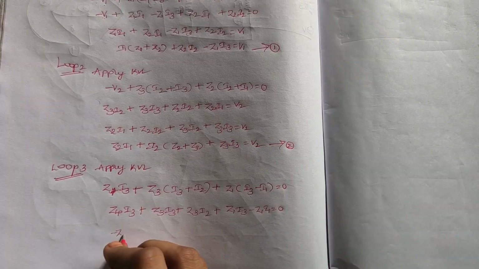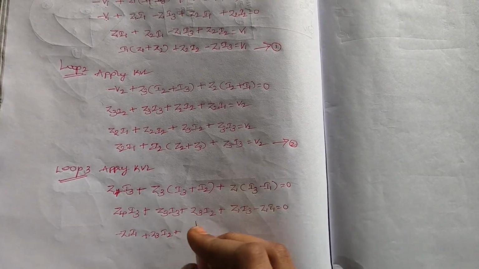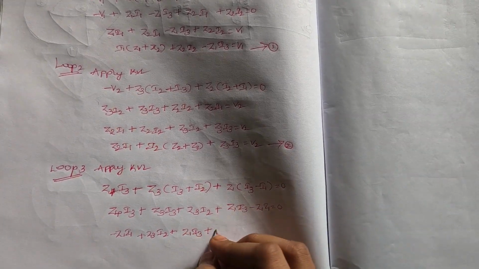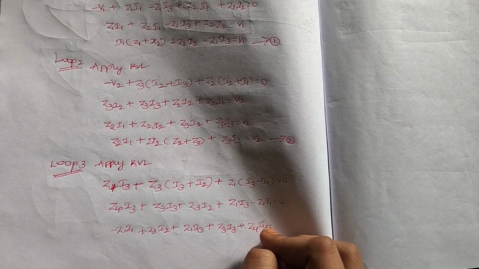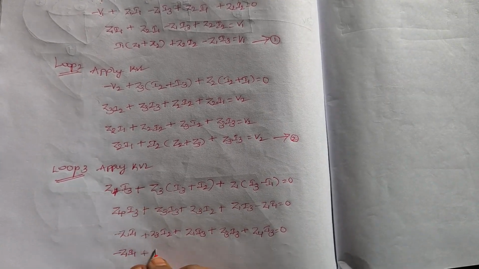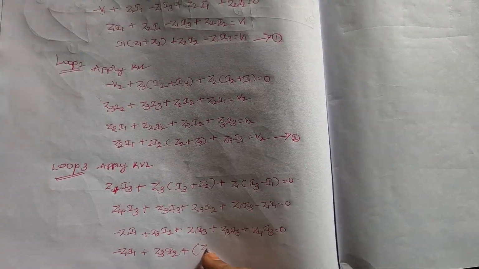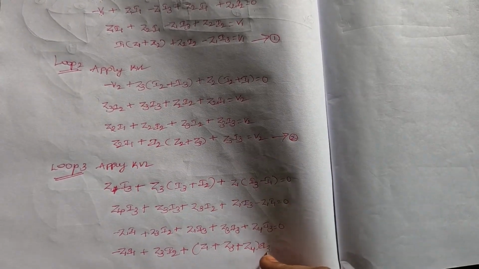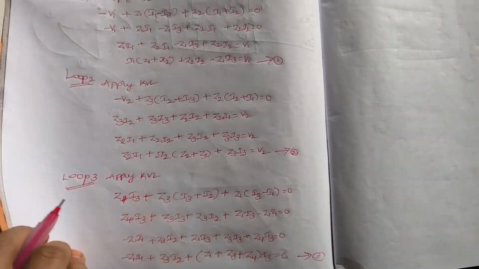First we have to write I1 Z1 into I1, next I2 Z3 into I2, next Z3 I3. So Z1 into I3 plus Z3 into I3 plus Z4 into I3 equals 0. Minus Z1 into I1 plus Z3 into I2 plus, when we take I3 common, Z1 plus Z3 plus Z4 into I3 equals 0. This is equation number 3 for loop 3.